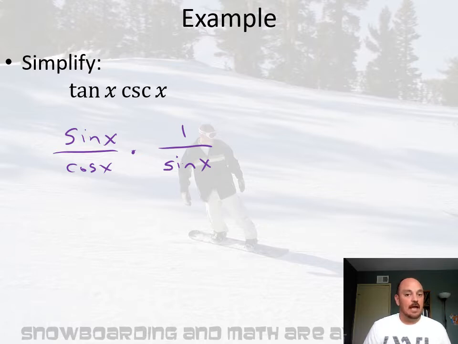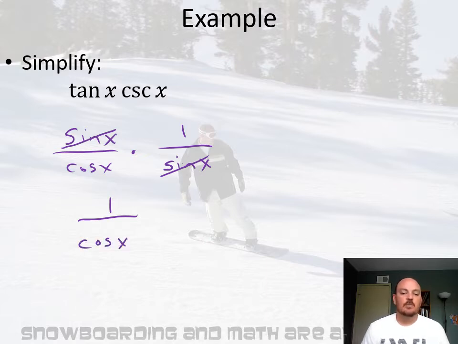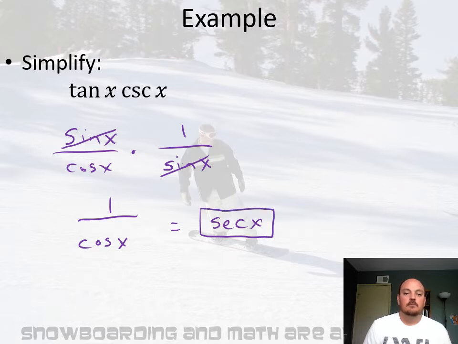Now once I rewrite it, I see, okay, this does simplify because the sine x from the top and bottom will cancel. And now when I multiply, what I have is just 1 over cosine x. Now 1 over cosine x is one of our reciprocal identities. And that's what I'm going to give for my final answer, is secant x. That's as simple as we can make it. All right, let's take a look at another example.